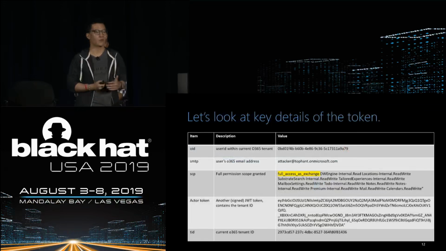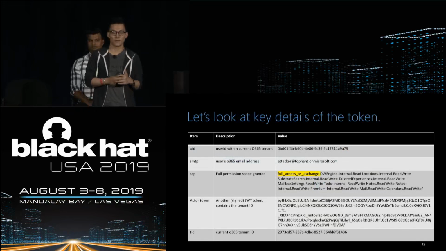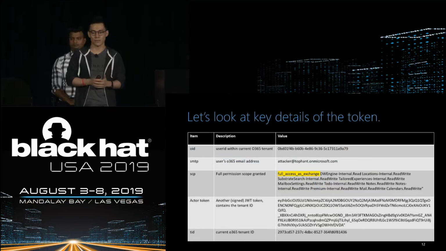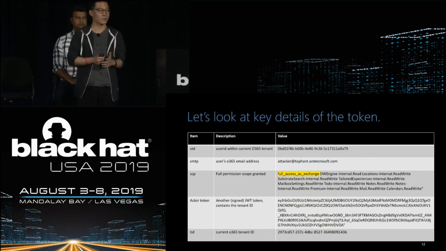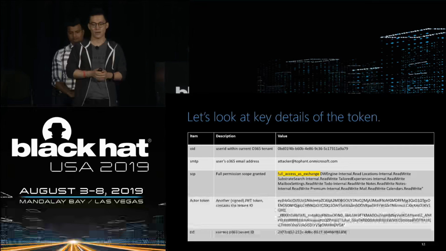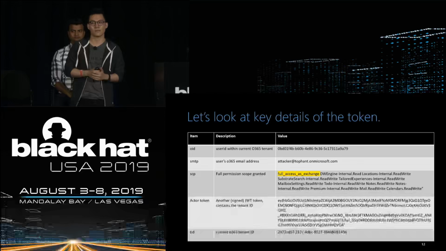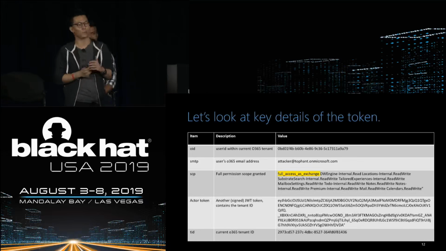So before we move on, let's take a look at some key details of the token. There is an OID, which refers to the current user's UID, or user ID. And there's SMTP, which refers to the current user's email address. And there's scope, which refers to the current permission scope granted for this token. As we can see, there's full access as exchange, which means that this token got full permission scope granted.